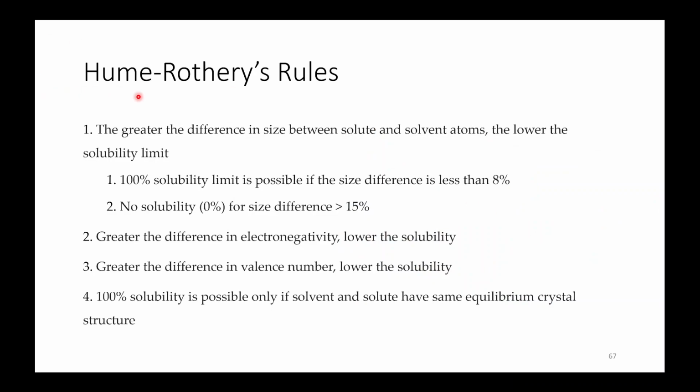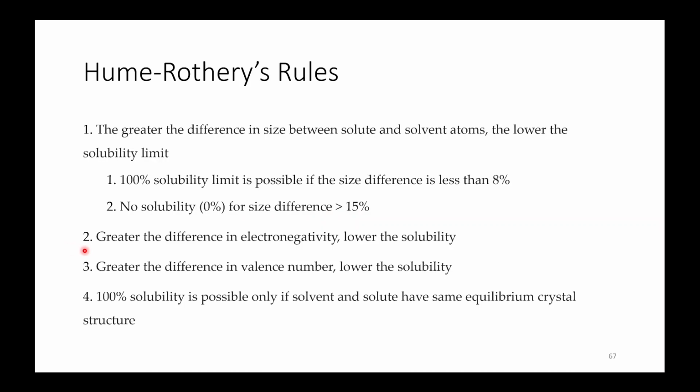Next is Hume-Rothery's rules. In this case, for a binary system to be an isomorphous system, these rules are required. First, the greater the difference in size between solute and solvent atoms, the lower will be the solubility limit. So for example, 100% solubility is possible if the size difference is less than 8%, and there is no solubility for size difference greater than 15%.